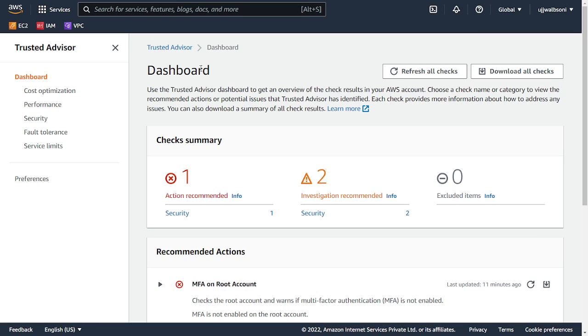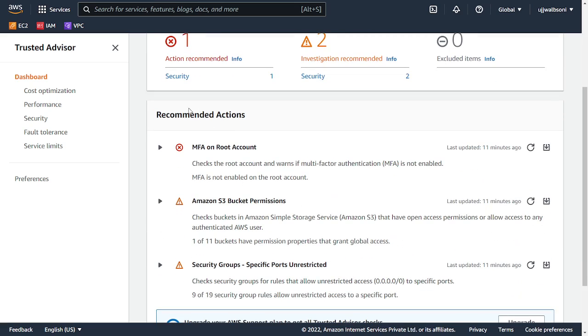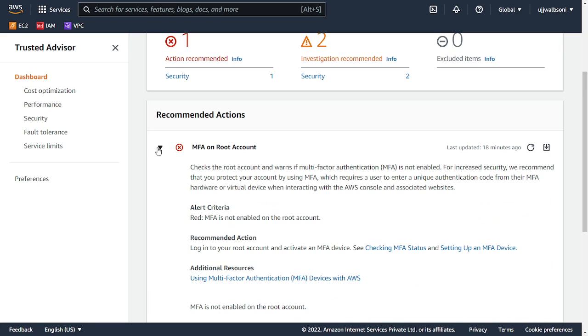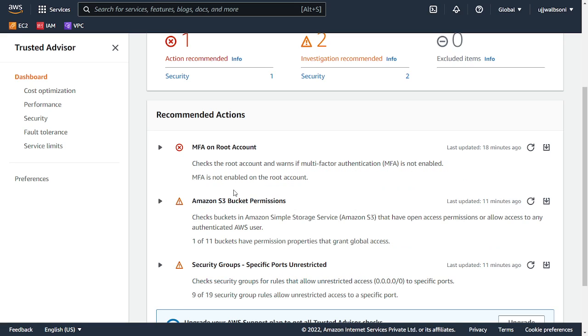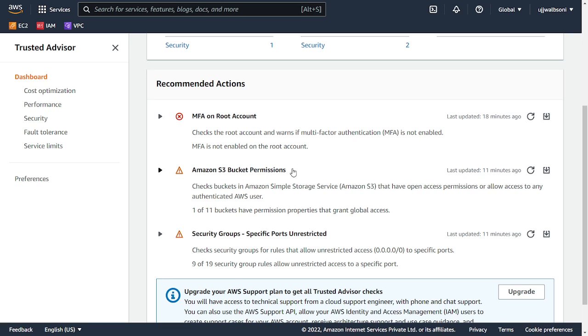All right, so here's my Trusted Advisor dashboard. As you can see, there are some recommended actions related to security, and investigation is recommended too for the security. So here are the recommended actions. First, my root account has not enabled MFA, so it asks you to enable MFA on your root account. Next is Amazon S3 bucket permissions. So it also shows you the bucket permissions. Check for bucket permissions which have public or too many open access.